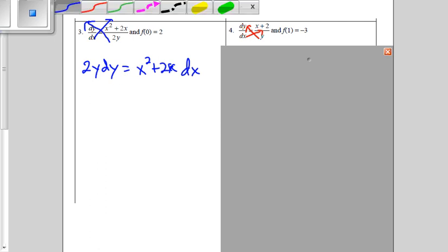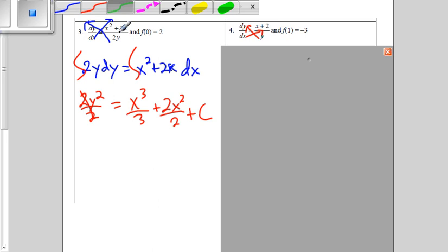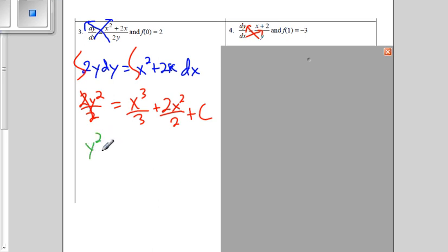And now I'm going to take the integral of both sides. The integral of 2y is 2y squared divided by 2, which will end up being y squared. The integral of x squared is x cubed over 3. The integral of 2x is 2x squared over 2. And I'm just going to write the constant on this side again. You can write the constant on both sides and then bring it over. That's fine as well. Let's simplify, and I already started to simplify here. So this is going to be y squared.